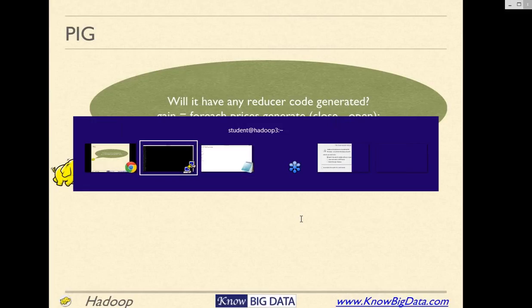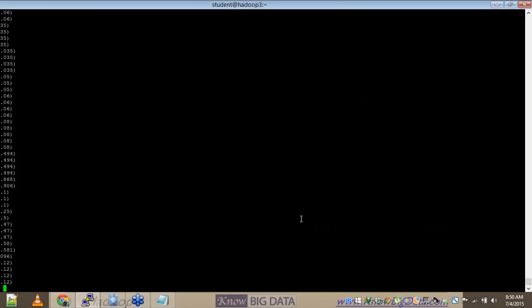Okay, so you guys are saying that this is only going to generate the map. It is not going to generate the reducer. Yeah, so it is not going to generate any reducer because no aggregation, no grouping, nothing is being done, right? It is plain simple iteration. Nothing else is being done, right?